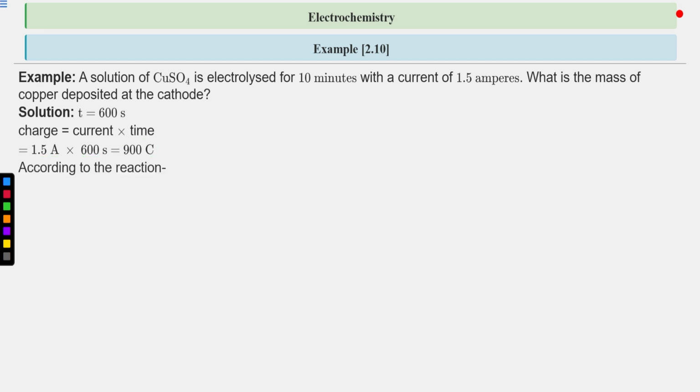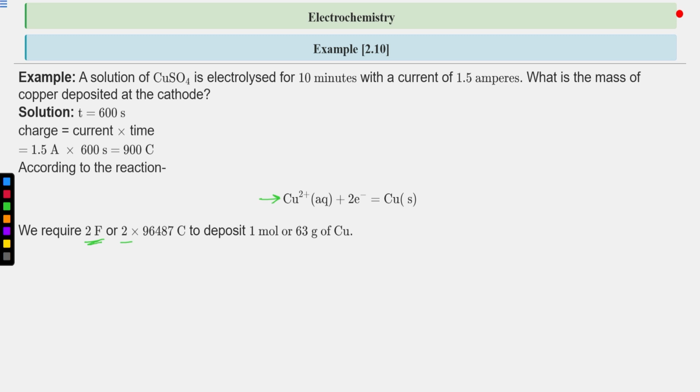Now, what is the reaction of electrolysis happening for the copper sulfate? You have to write that here. The question asks what is the mass of copper which is deposited at the cathode. So the reaction is Cu2+ plus 2 electrons giving us Cu. We add 2 electrons to copper ion and get copper in the neutral form in the solid state. This is the cathode reaction, and we will require 2 Faraday, or 2 times 96487 coulomb, to deposit 1 mole or 63 gram of copper.